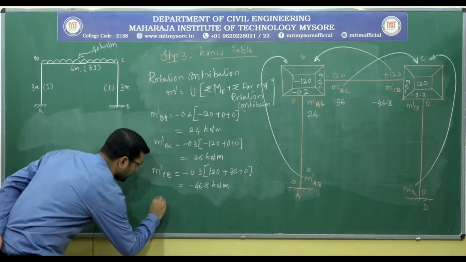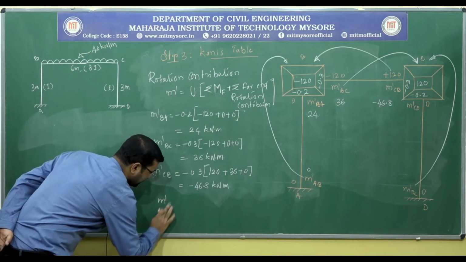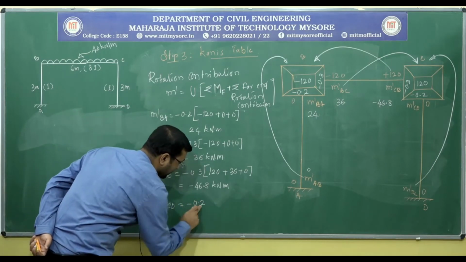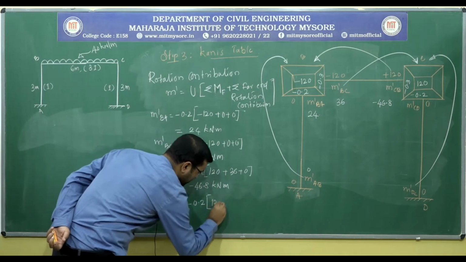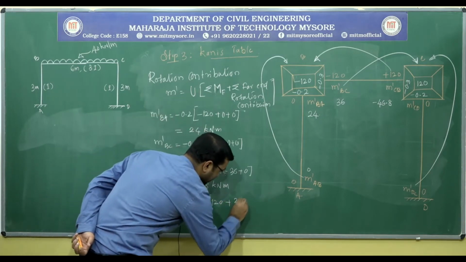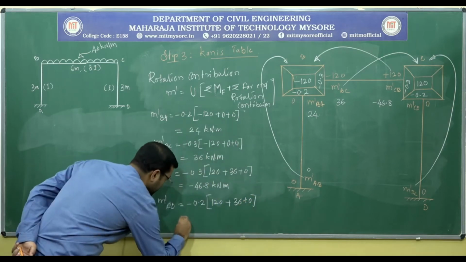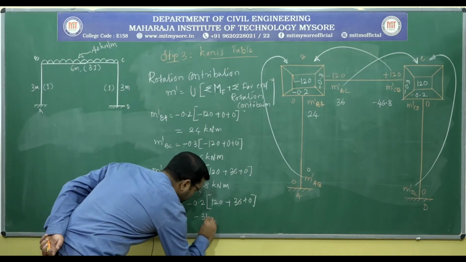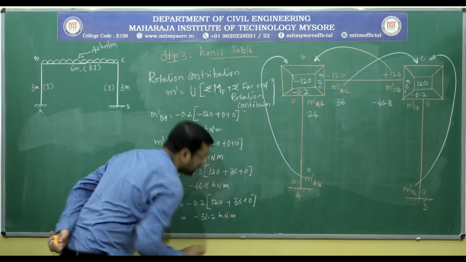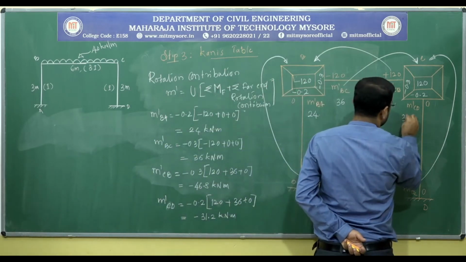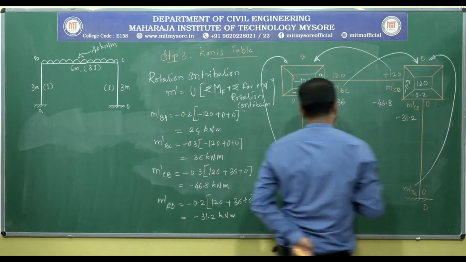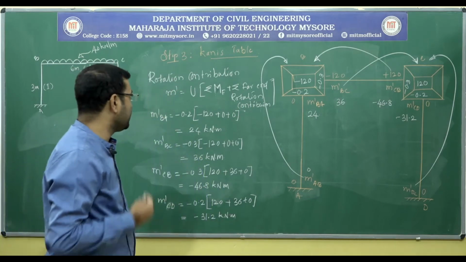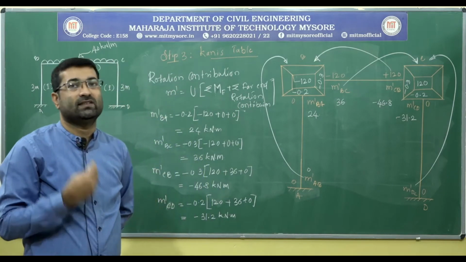Similarly, the last value, m dash CD, is equal to the rotation factor, minus 0.2, into the fixed end moments, plus 120, plus 36, plus 0. This gives us a value of minus 31.2 kilonewton meter, which I am going to represent here, 31.2. Right. So this is the first cycle. We need to keep on repeating such cycles until we get the same values.